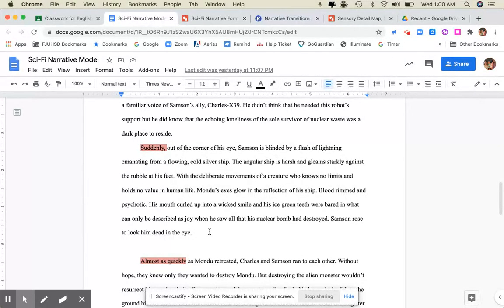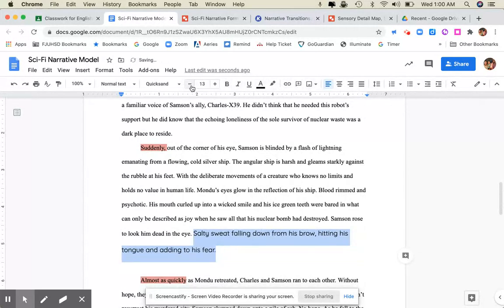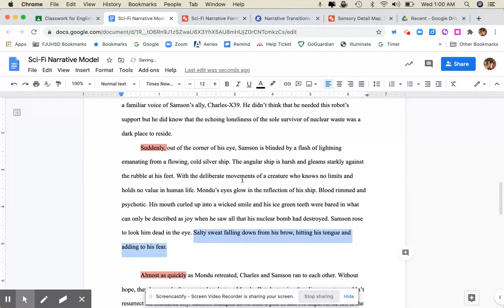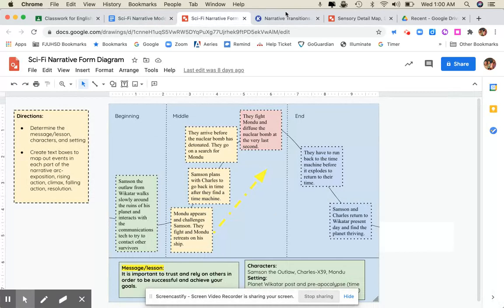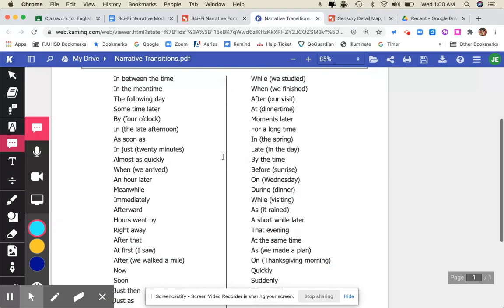So, Samson rose to look him dead in the eye. I'm just going to paste that plan for the sensory detail that I had on my other document. So I just add that. As I'm moving, I'm using my resources to write. I'm looking at my diagram that I mapped out. As I move through my paragraphs, I'm using transitions that make sense to me.